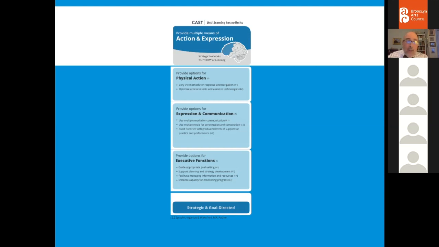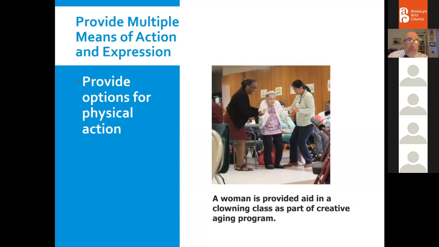So we're going to look at the first example, which is options for physical action, so that everyone in the learning environment should not be limited to one expression in a physical action. And again, this is related to any age level or learning level.